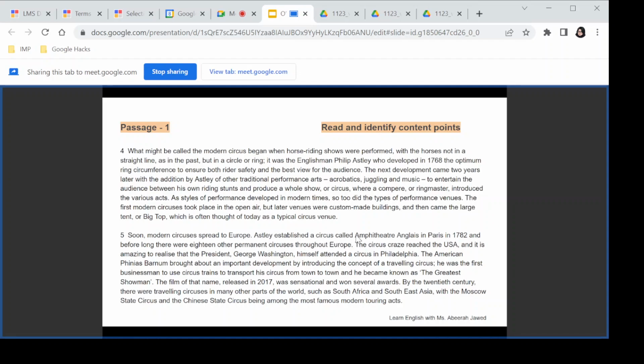Astley established a circus called Amphitheatre Anglais in Paris in 1782, and before long there were 18 other permanent circuses throughout Europe. The circus craze reached the USA. So from Europe all the way to the US, the United States of America, and it is amazing to realize that the president George Washington himself attended a circus in Philadelphia.